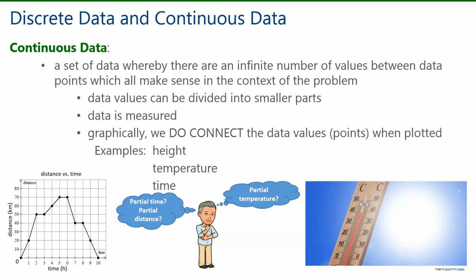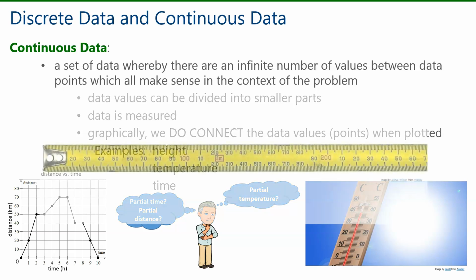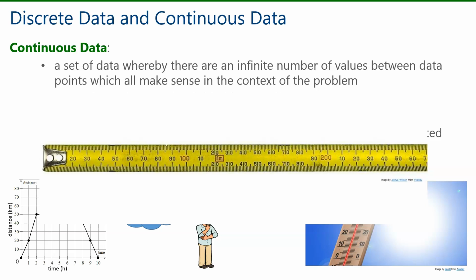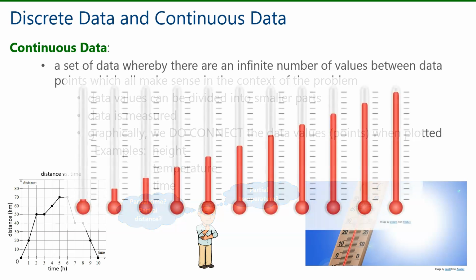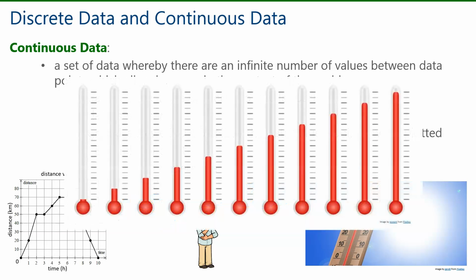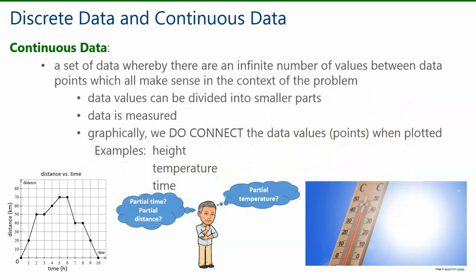Same thing with distance. If we start with a kilometer, we can break it down to a meter, to a centimeter, to a millimeter, and go even smaller. Temperature, great way to consider continuous data. If you look at a thermometer and you see the mercury rising, guess what? That's a continual, a gradual increase. This continuous increase leads to continuous data.